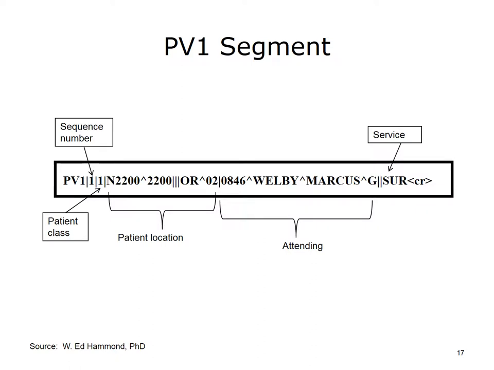Next is a coded patient class, followed by patient location, ward and room, followed by admission type, null, admission number, null. Position 6 is prior patient location, and data field 7 is the attending doctor field, broken down into components: provider code, last name, first name, and middle initial. The next field is referring MD, null, followed by the service of the attending. The segment is terminated with the carriage return.